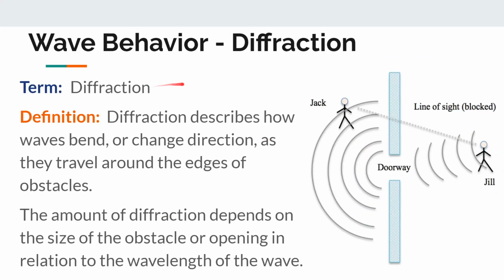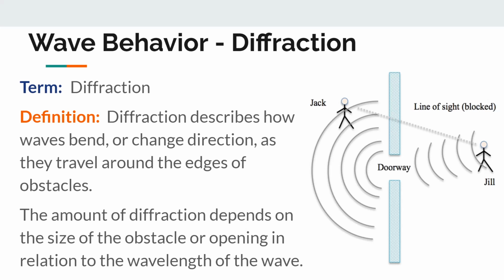All right, diffraction. That's the only wave behavior we have left that we haven't really talked about much. Again, we've mentioned it, but you might want to write down some of these examples. Diffraction describes how waves bend or change direction as they travel around edges of obstacles. Guys, students very often mix up diffraction and refraction because both of them talk about bending. They are not the same thing.